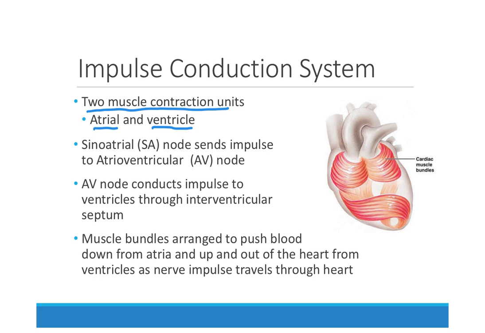There is a special structure known as the sinoatrial node, which starts the contraction of the heart, and it sends this electrical impulse through the atria, through to the atrioventricular node, the AV node, in order to then pass it down to the ventricles. The AV node sends the impulse to the ventricles going down through the interventricular septum, so down the center of the heart and back up the sides. And this path allows the muscle bundles to be arranged in a way that will push blood down from the atria and then up and out of the heart from the ventricles as the nerve impulses move through the heart muscle tissue.